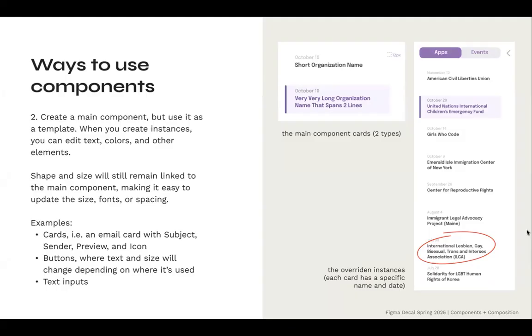So in the example on the side, the overridden instance, each card has a specific name and date, even though the original shape and location of the size is over the card is kind of the same. In each one, you can kind of see a little variance, but you get to keep the same structure, right?